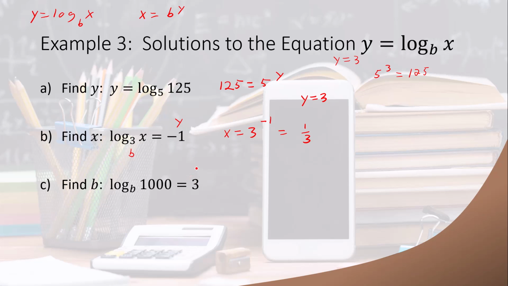Okay, for this one, y, x, and there's b, the equivalent exponential form is going to be b cubed is equal to 1,000. Okay, and what value of b when cubed will give you 1,000? In this particular case, it will be that b is equal to 10, because 10 cubed is 1,000. Therefore, b must be equal to 10. So while you usually can't tell in the logarithmic form, the equivalent exponential form might provide you a little bit of insight.